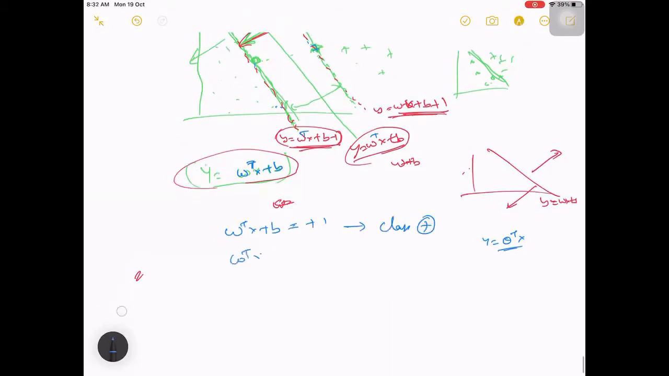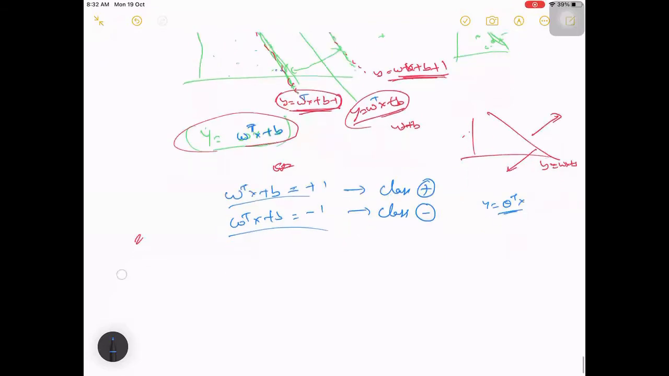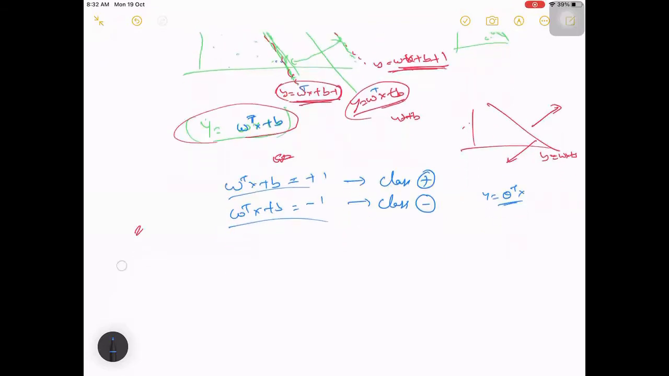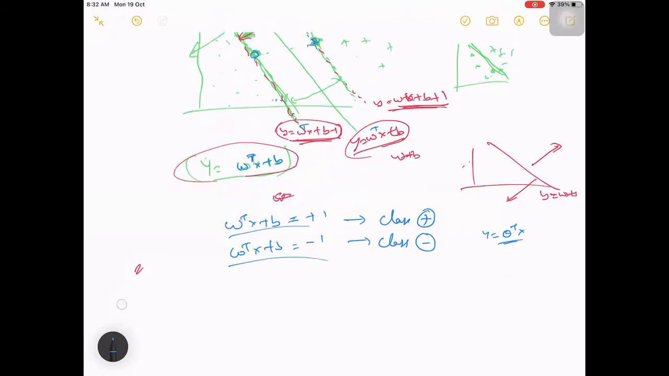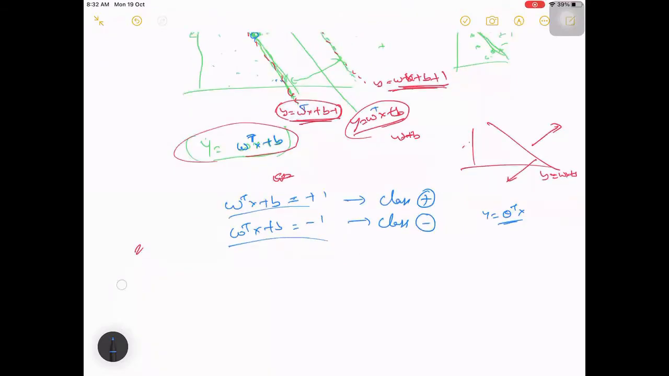Similarly, wx plus b equal to minus one for class minus. So these are two different lines. For these two different lines, we have to calculate the distance between them. To do that, we substitute this value and this value into their class equations, and then take the difference by taking the normalization. Here w and b will get cancelled.